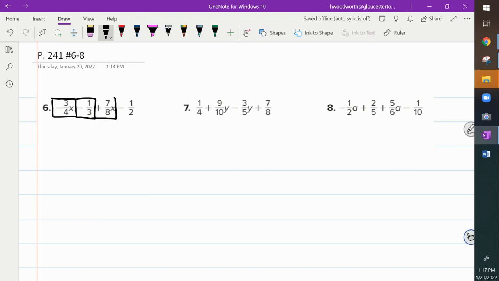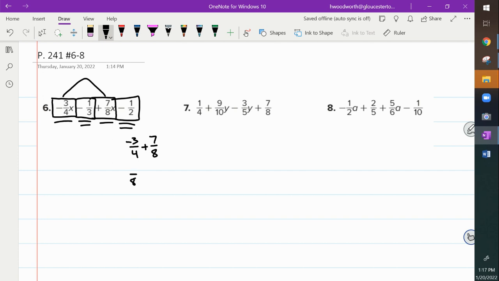So I first box out my terms, then I indicate my like terms. Now I'm going to combine my like terms. I got these two. I'm going to forget about the variable for now. We got minus 3/4 and plus 7/8. What's a simpler way to write that?